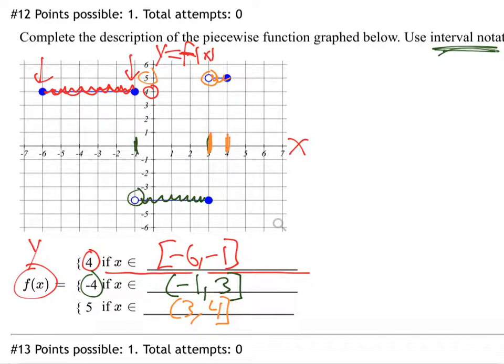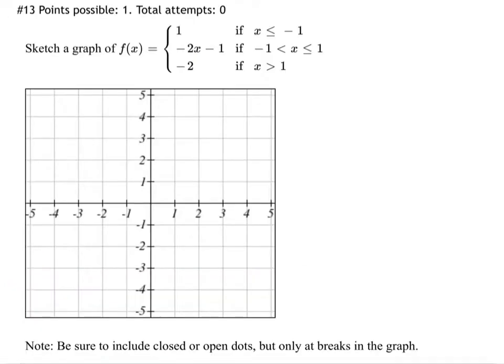Does that make sense? They're going to push us even a little harder. You ready for this piecewise thing? They're going to say, all right, now do your own graph. This is where it gets hard. And this is hard for pre-calc and calc students.